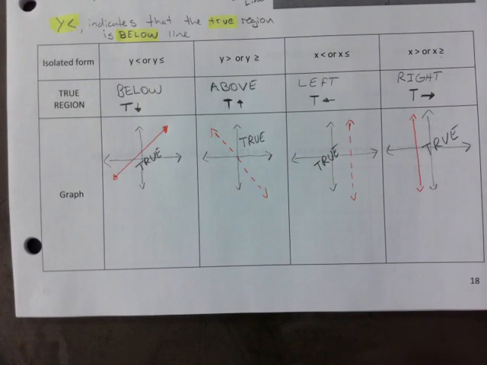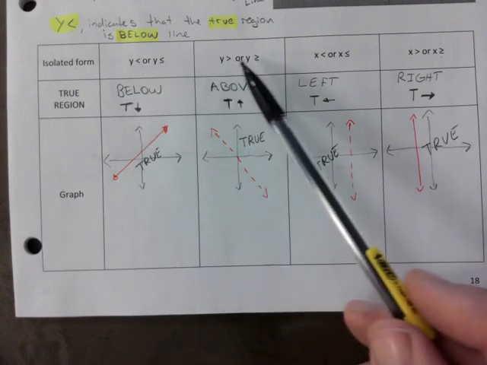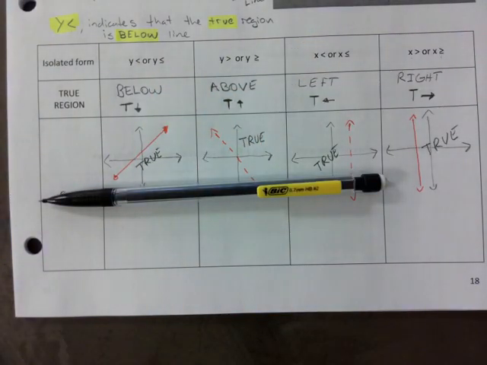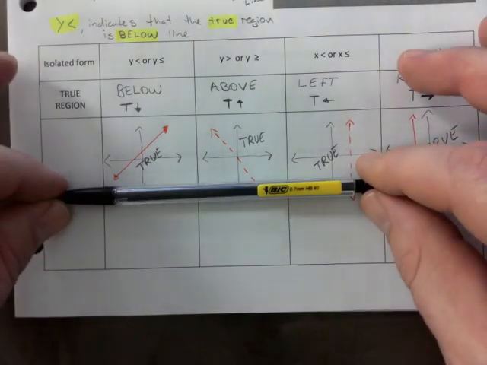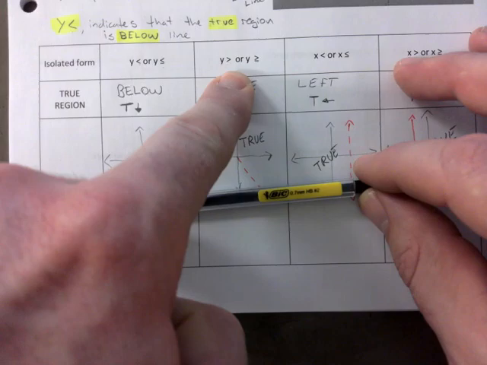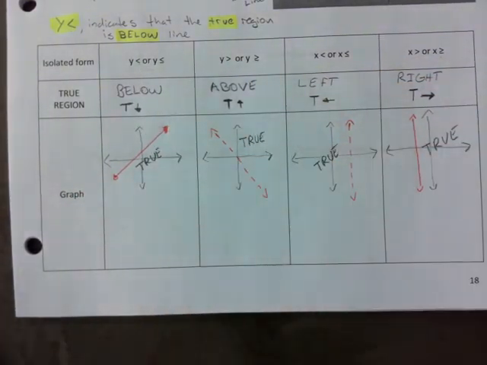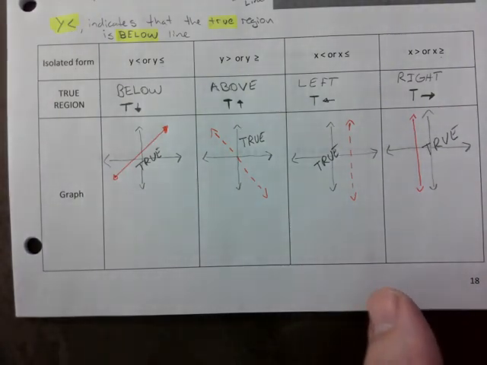I'm just going to quickly mention something here. The y here could also be a horizontal line if you end up with just a number on the right side, but it would still work the same way. It would either be below or above, depending on your symbol. So the symbols tell us where the true region is. That's what I want you to focus on. The shading will come later on. Okay, so let's keep going.